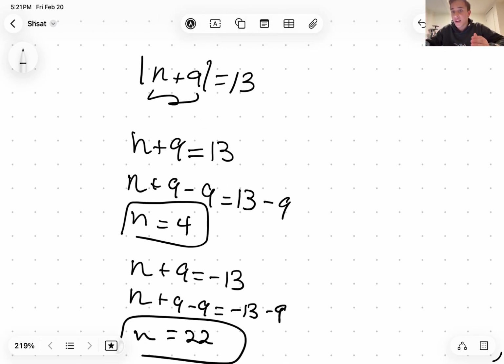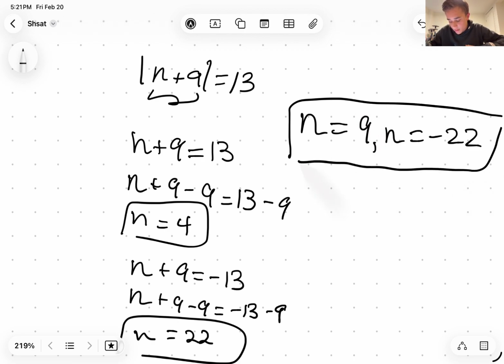So both of these numbers, n, work as a number that when you add it to 9, the absolute value of your result is 13. So n equals 4, or n equals -22 are our two solutions.